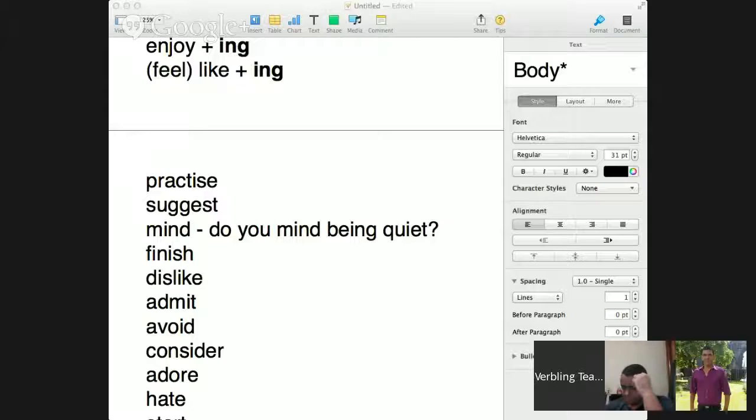So if you go straight from admit to ing, then that's connected. That's the thing you're admitting, and you need some kind of consequence at the end. So I admit studying more is good, or something. It's good for my English. Okay. You see the difference? Yes. Good example. All right, the next one was consider.